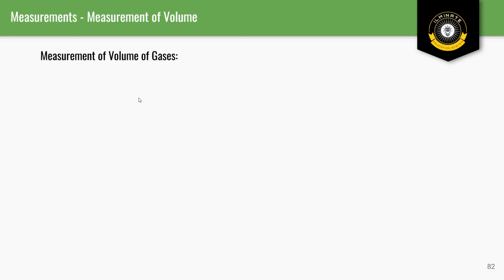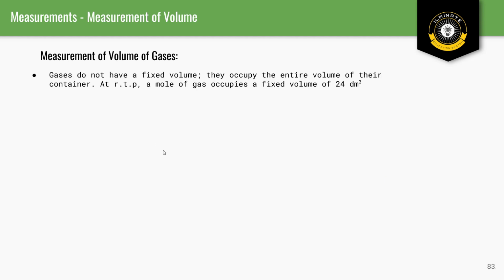Finally, the measurement of volume of gases. As we know, according to the kinetic particle theory, gases do not have a fixed volume. They occupy the entire volume of their container. So at room temperature and pressure, a mole of gas occupies a fixed volume of 24 decimeters cubed.